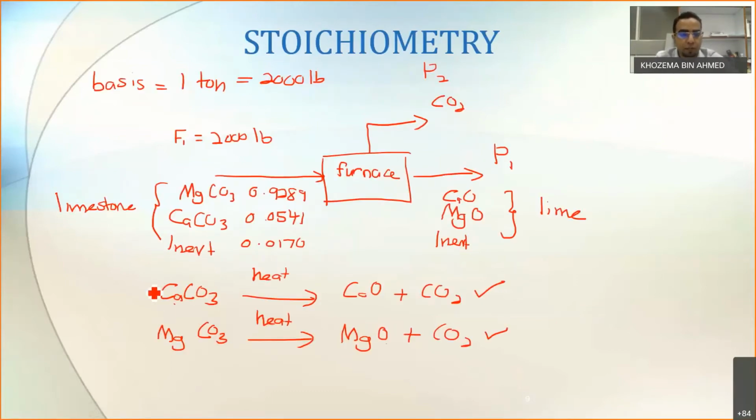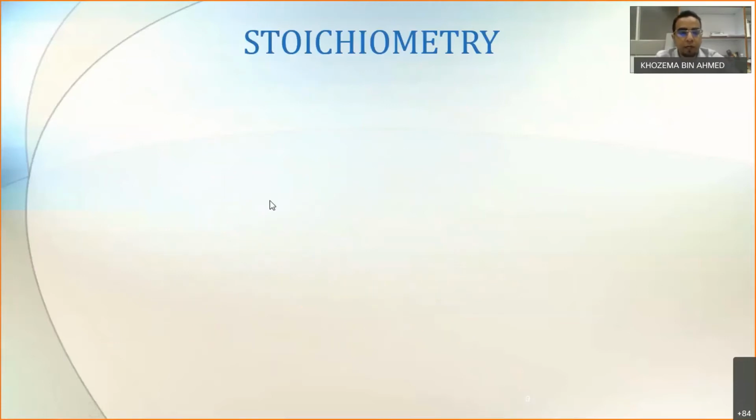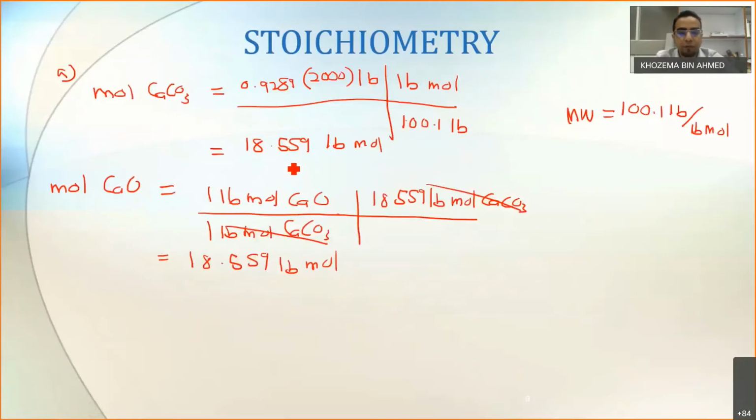By the same thing, if I say that 1 mole of calcium carbonate will produce 1 mole of calcium oxide, then if I have 18.559 mole of calcium carbonate, I will produce 18.559 pound mole of calcium oxide. So this is how we represent what we are saying just now. This is how we use the stoichiometric ratio.